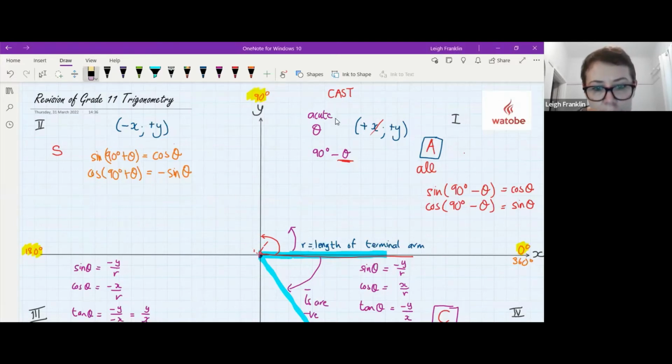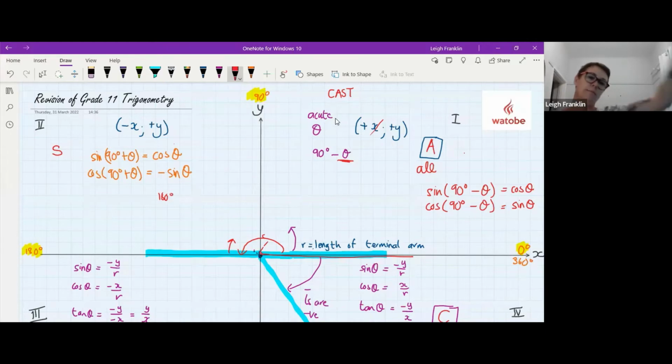is our terminal arm. Right, let's pretend that this is our terminal arm. Our terminal arm swings all the way around and it now comes to lie flat over here. So in other words, it would have done 180 degrees. Now, if it moves a little bit in this direction, remember when we move in a clockwise direction, we are minusing. So that's why we have the reduction formula here, 180 minus theta.